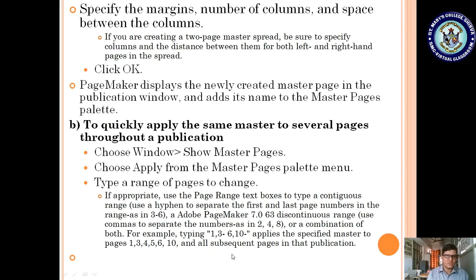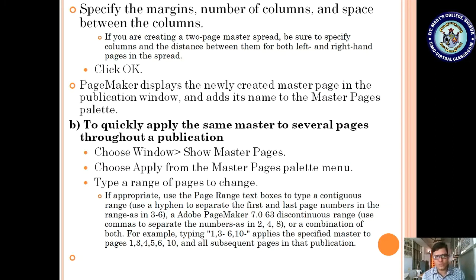now we'll see the next topic, that is, how to quickly apply the same master page to several pages throughout the publication. So if I want to apply the same master page settings to all other pages, then how can we do it? Choose Window, Show Master Pages, choose Apply from the master page palette menu, and type a range of pages to change. So we have to type the range of pages to change.